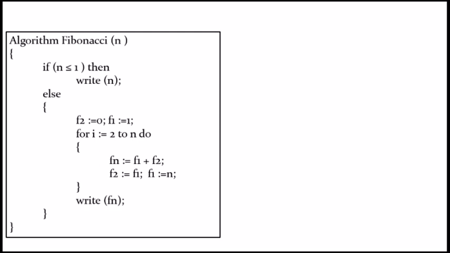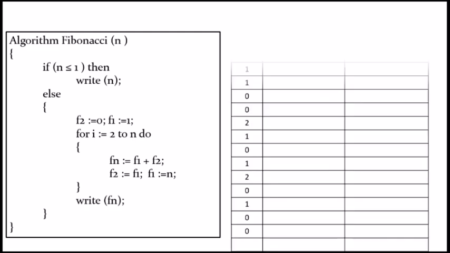Next, after executing this loop, we are printing, that is write fn. So this will be executed 1 time and the algorithm will stop. Now we will see how to calculate the number of steps. So basically for this particular algorithm, there are 2 parts. That means we have to check for the value of n. Suppose the value of n is 0 or 1, then only the true block will be executed. If the value is greater than 1, then the else part will be executed.